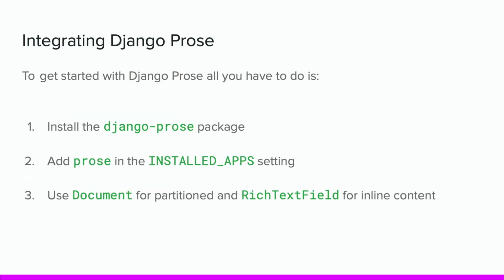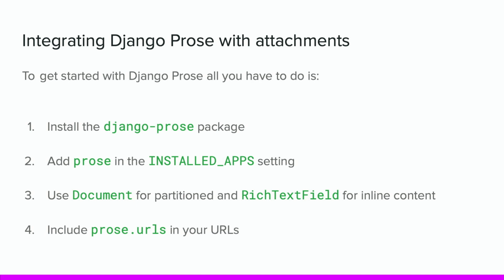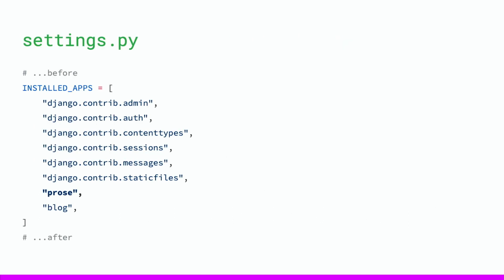How do you integrate Django Pros? You install the package, you add it in the installed apps, and then you can use either the document model, so you can have everything in a different table and get the amazing performance that we showed you before, or you can use the rich text field to have it inline. And if you want attachments, you just add the URLs in your URLs file, and then you get everything working for free. So it looks like that.